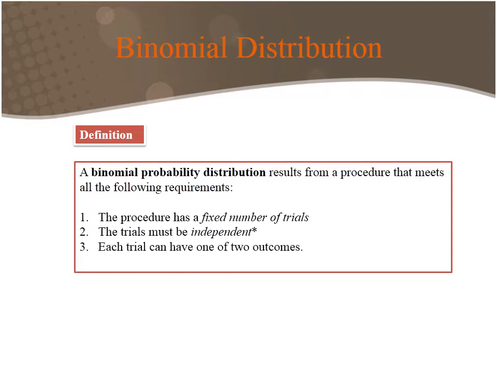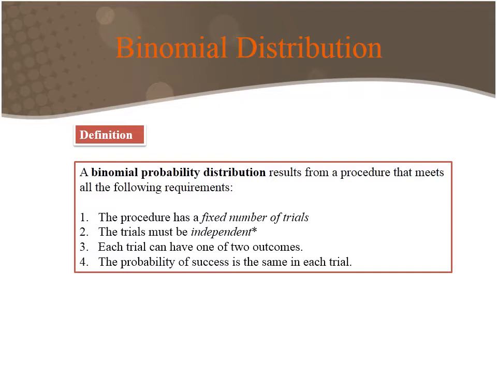Number three, each trial can have one of two outcomes. So in the coin example, we can either have head or tail come up in each trial. And number four, the probability of success is the same in each trial. So with the coin example, if it's a fair coin, the probability of getting a success would be 0.5.